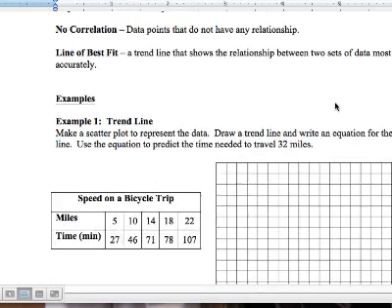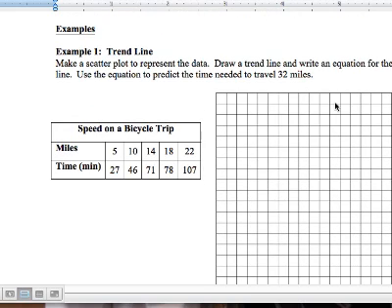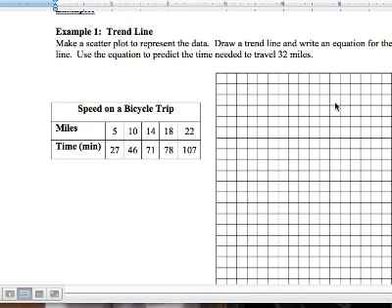It's the only one we're going to do today. There's an example on the back, but we're only going to have time to do this one example. It says to make a scatter plot to represent the data, draw a trend line, and write an equation for the trend line. And then use the equation to predict the time needed to travel 32 miles. We're not going to worry about this last question until the end, okay? So we'll come back to that.